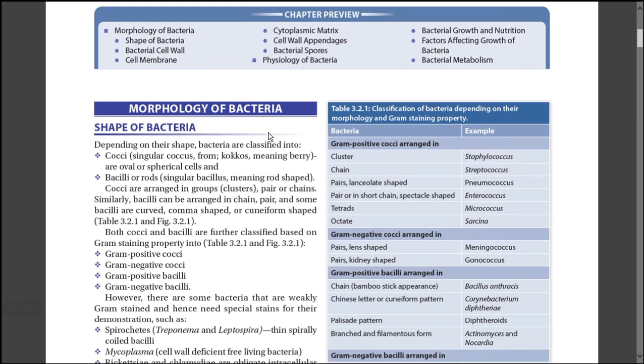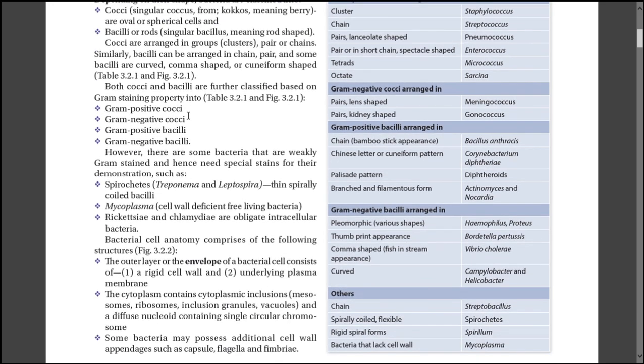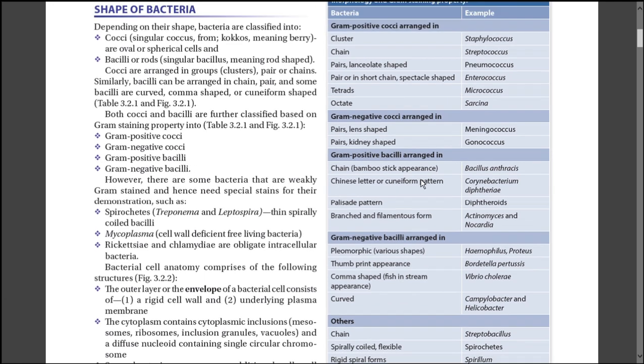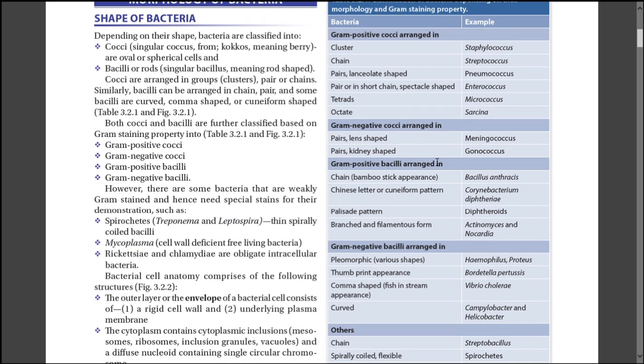First let us see morphology of bacteria. Bacteria, depending on their shape, are classified into cocci or spherical shaped, and bacilli or rod shaped. Both cocci and bacilli are classified into gram-positive cocci, gram-negative cocci, gram-positive bacilli and gram-negative bacilli. Let us see some examples. This tabular column is important, it might be asked in MCQs.